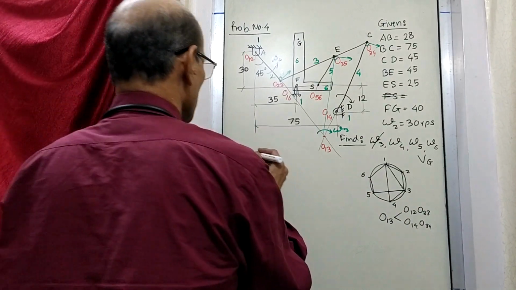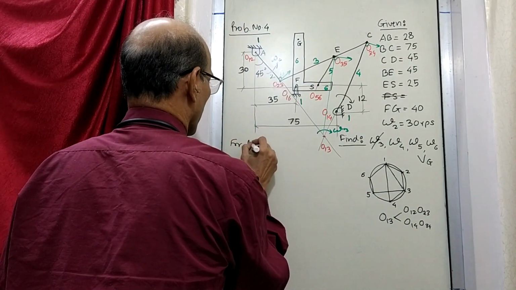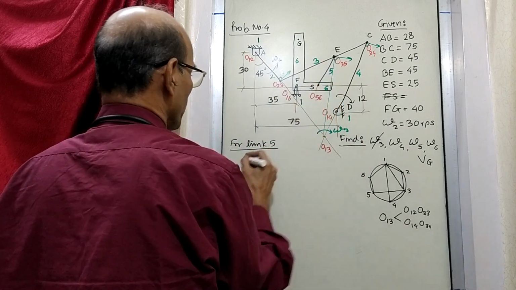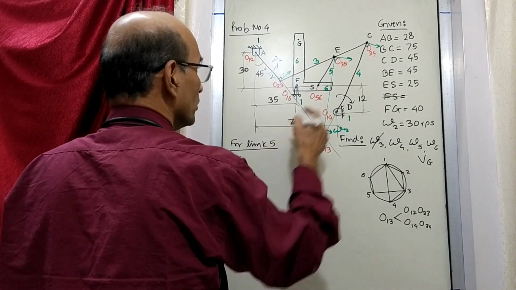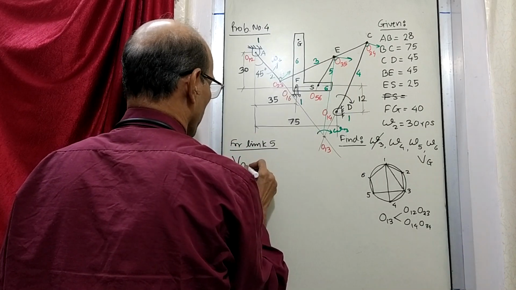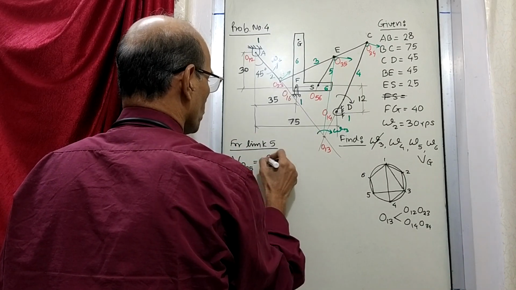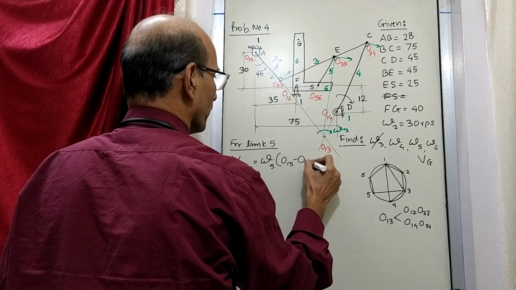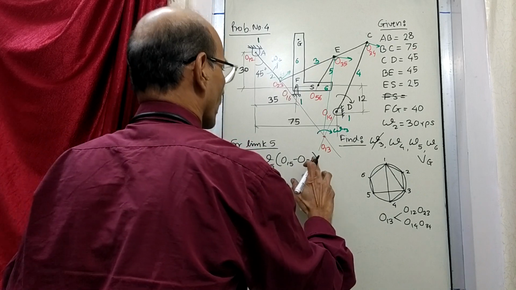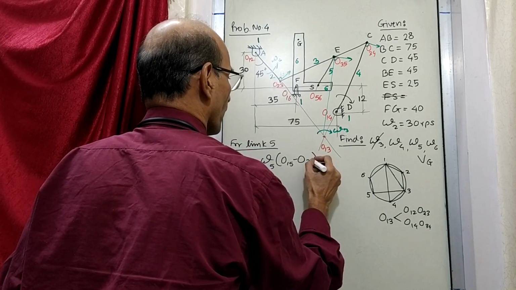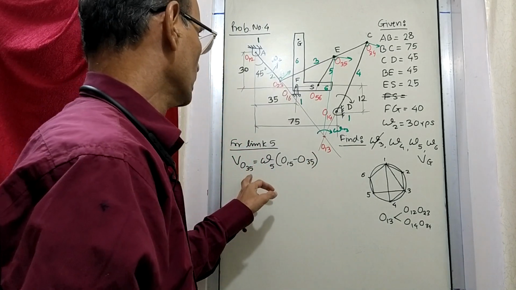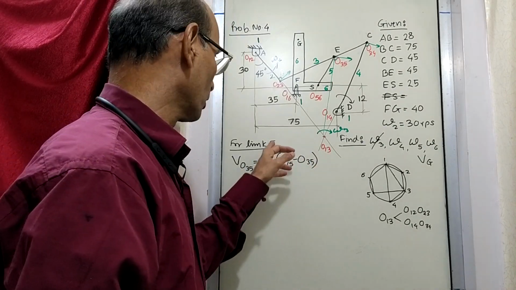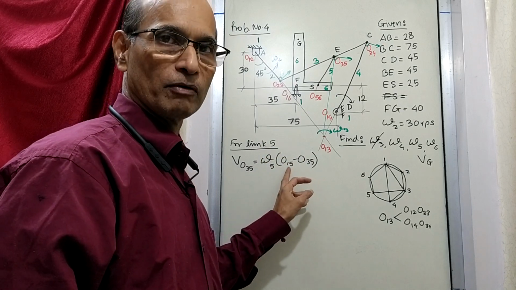Okay, so now consider link number 5. For link number 5 we write velocity of O3 5 is equal to omega 5 into distance from O1 5 to O3 5. Usual equation we are done, and 3 5 is the point on link number 5. So omega 5 into distance from 1 5 to 3 5.